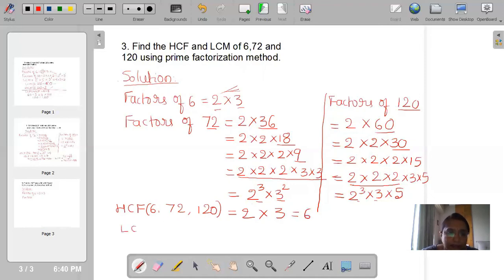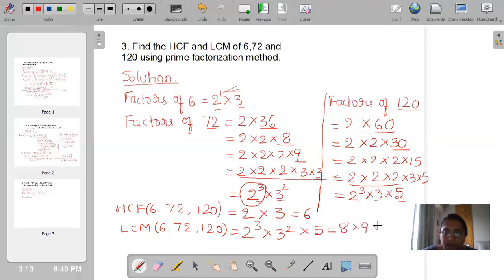Next, LCM of 6, 72, 120. Here highest powers we consider. Here 2 raised to 1, 2 raised to 3, 2 raised to 3. So 2 raised to 3 is highest. Here 3 raised to 1, 3 raised to 2, 3 raised to 1. So 3 raised to 2. Next, 5 is there. Take this 5. Multiply. 2 cube is 8 into 9 into 5. How much is it? 9 eights are 72. 72 into 5 is 360.